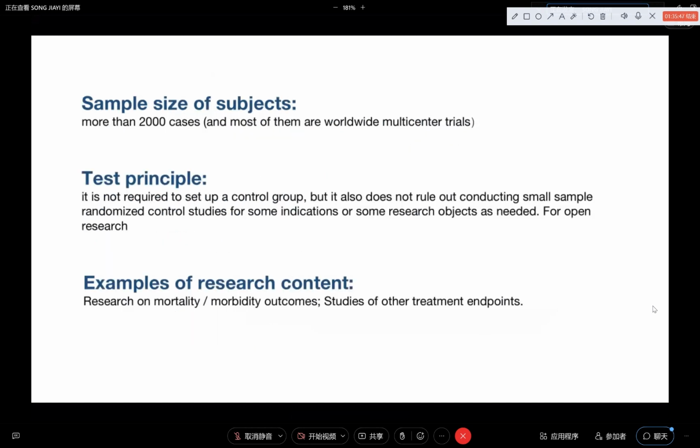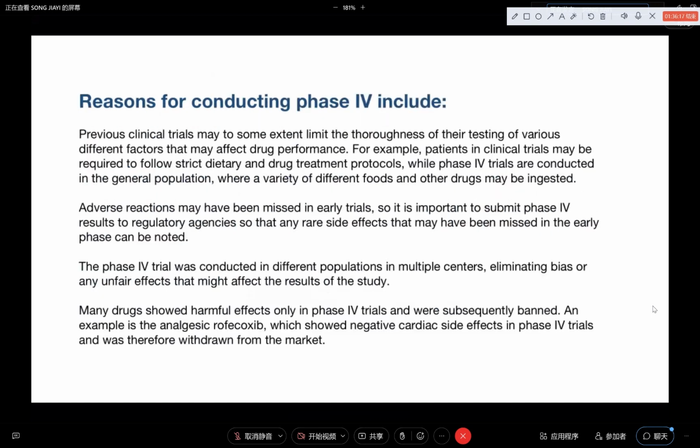Generally, the sample size of subjects is greater than 2,000. There's no need to set up a control group, but it also does not rule out small sample randomized control studies for some indications or some research objects as needed. Mortality and morbidity outcomes are often used as one of the study endpoints. And the reason why we need to conduct phase 4 is because phase 4 clinical trials are more comprehensive than previous trials.